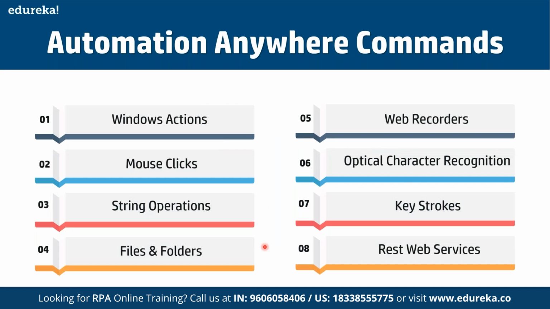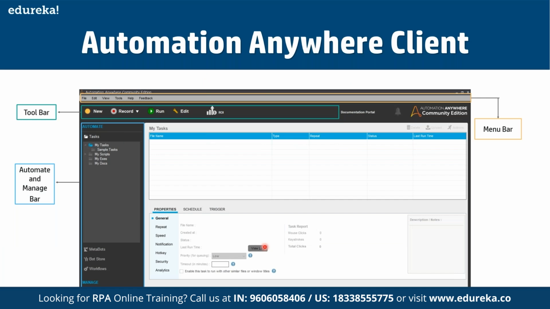These are the common Automation Anywhere commands that you see over here: Windows actions, mouse clicks, string operations, files and folders, web recorders, OCR, keystrokes, REST web services. Then over here we have Automation Anywhere clients. So this is how the version 11 Automation Anywhere client looks. Well, this slide is a bit dated.